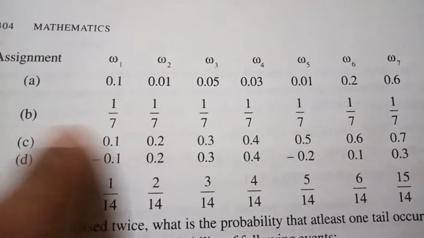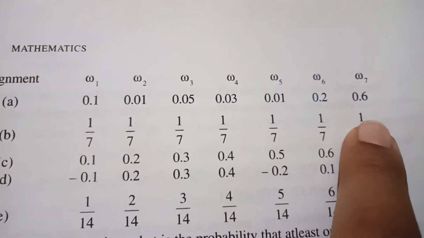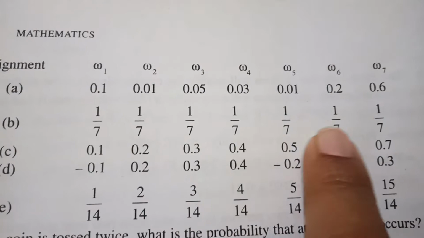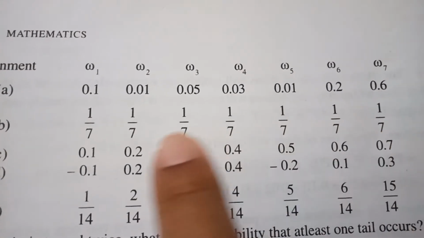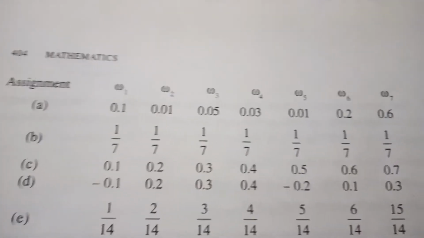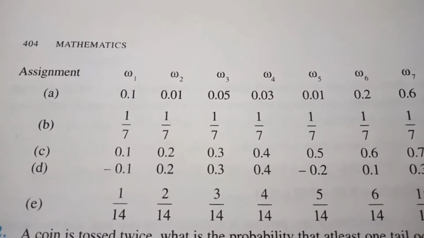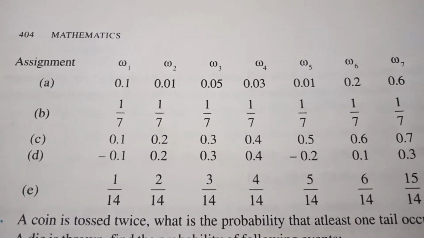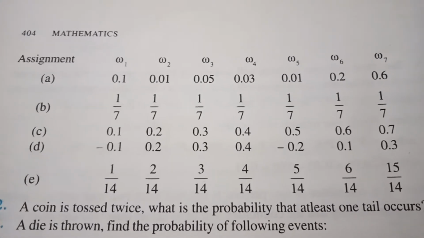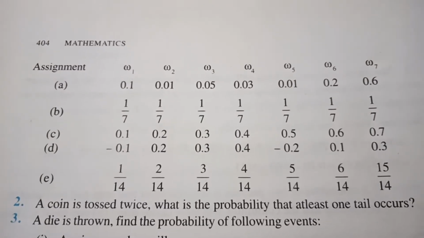Assignment B is quite simple. It is valid because there are 7 sample points, 7 probabilities or 7 functional values. If you add them, you will get 1 and all are positive, less than 1. So assignment B is also valid. Assignment C, is it valid?